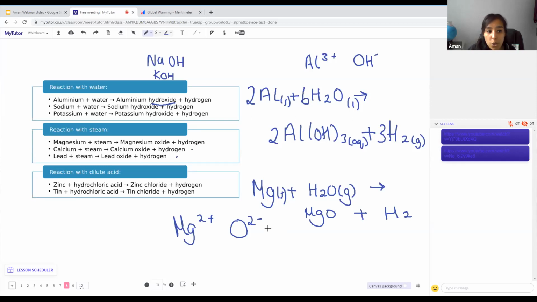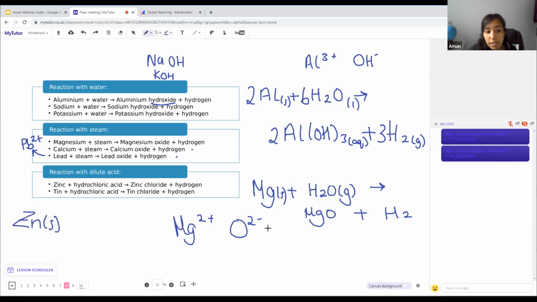So I'll just tell you, if you do want to have a go at these on your own, lead produces a Pb2+ charge. So that should help you to be able to write the formula for lead oxide. Then finally, the reactions with acid. So we saw zinc and tin reacting with acid in the video that we watched. So if we do the one for zinc, zinc is Zn.